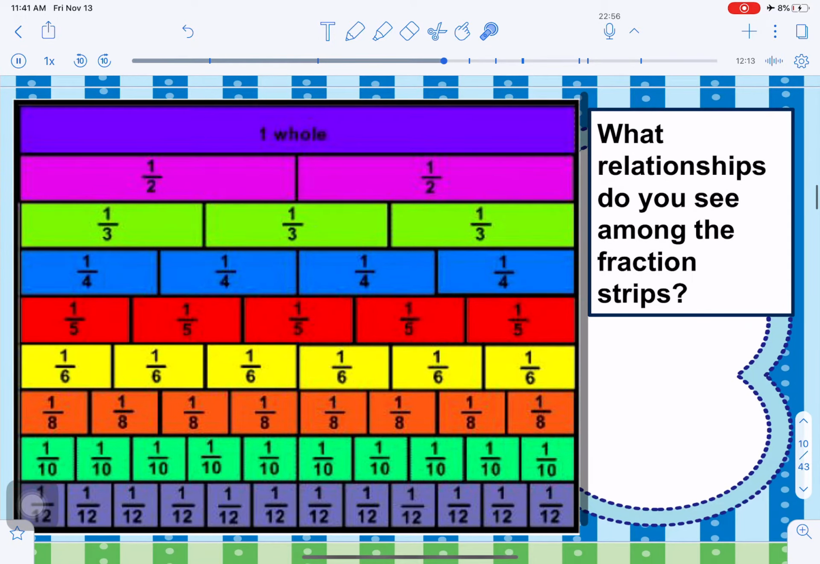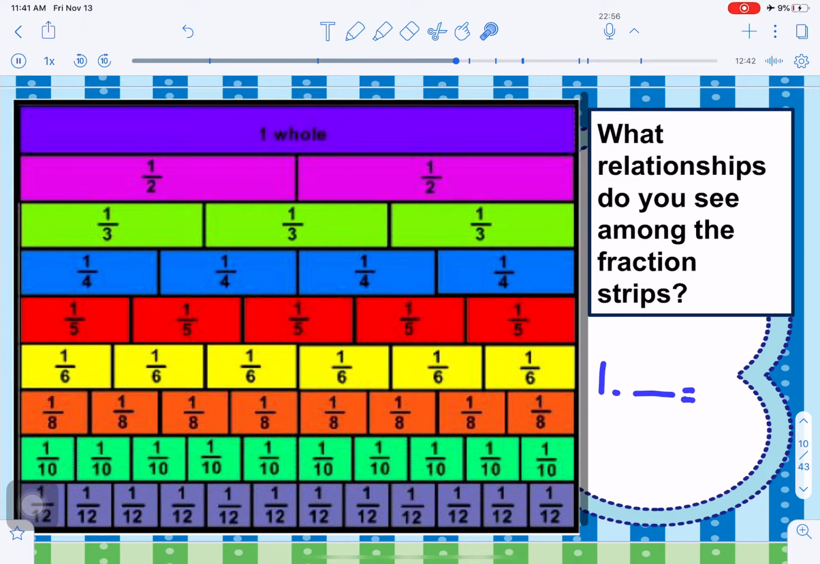Okay, so now I want you, in your notebook, to take a look at your fraction strip, and write down at least 4 relationships that you see. I'm going to give you the first example, and if we think back to that slide that said to look for the marks of the strips that match up, I'm going to use this information to help me see what parts are equal to each other.